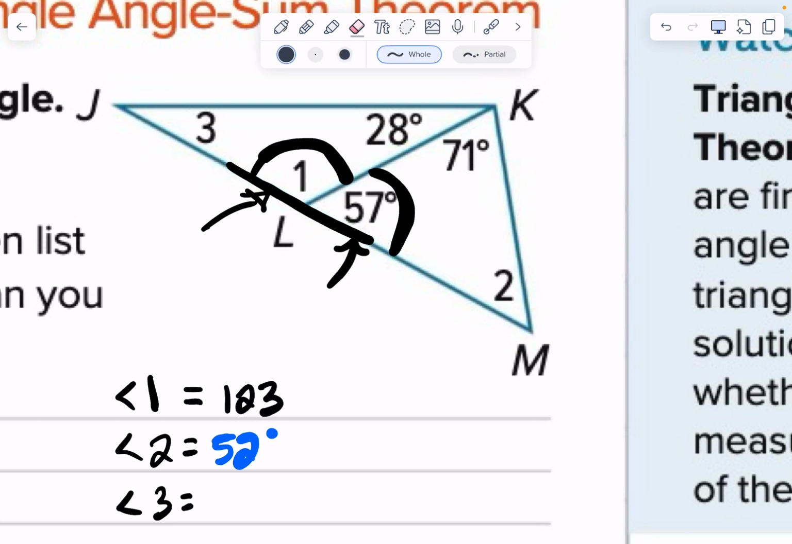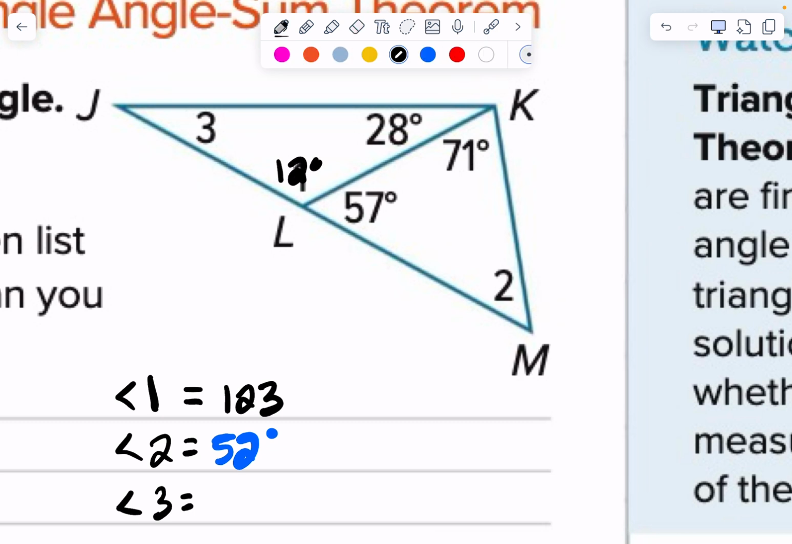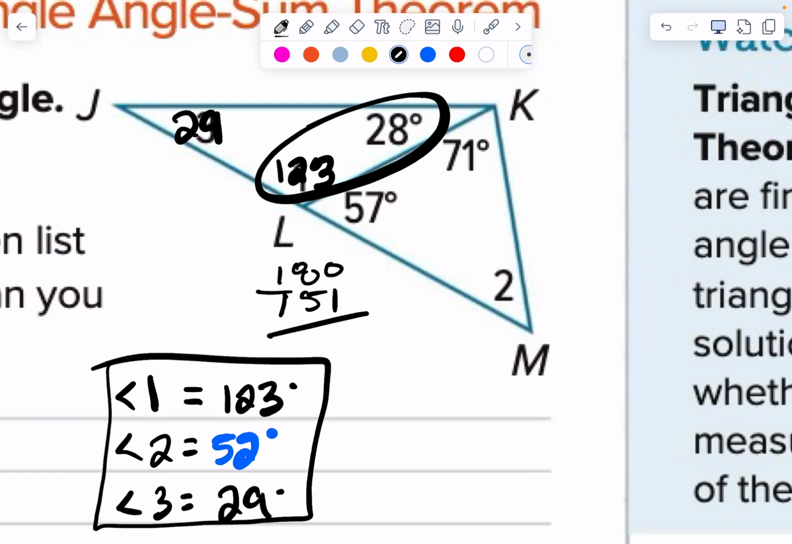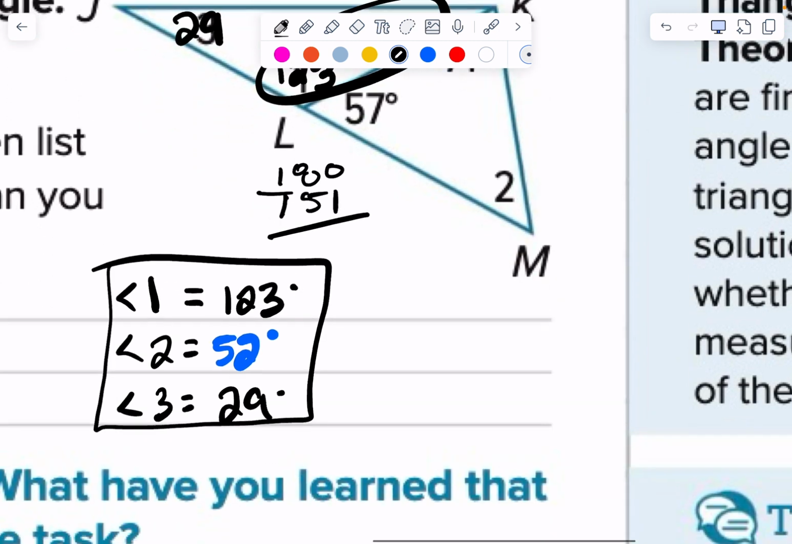All right, now I have to use that information to solve angle 3, right? So if this is 123 here, I can add these two together, right? 123 and 28 is like 151. And if I subtract that from 180, is 29 degrees. That's what angle 3 is. There you go. Okay, not too bad. Was that okay? Yeah? Okay, so just keep those little tidbits in mind. If it's on a straight line, those will add up to be 180. If it's a triangle, those add up to be 180 as well.